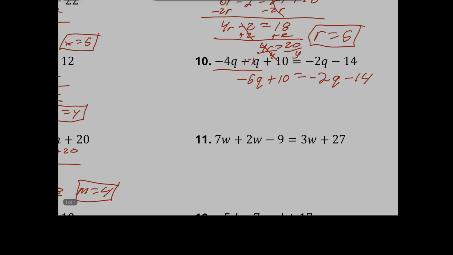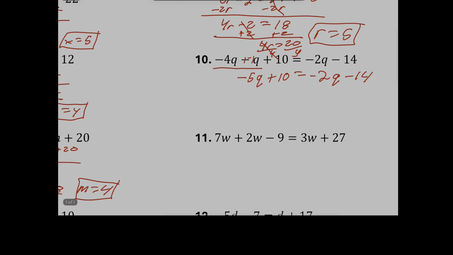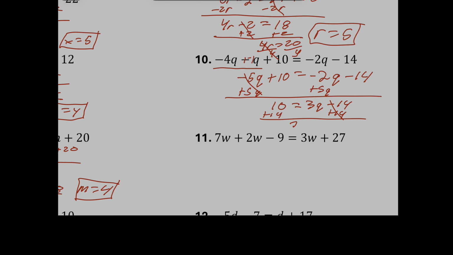Okay, so now I have variables on both sides. I could go plus 2, but I'll still be a negative 3. So I'm going to go plus 5. I should say 5q. I apologize. Boom. And I'm going to get 10 equals 3q minus 14. Now I'm going to add 14 to both sides. Boom, boom. I'm going to get 24 equals 3q.